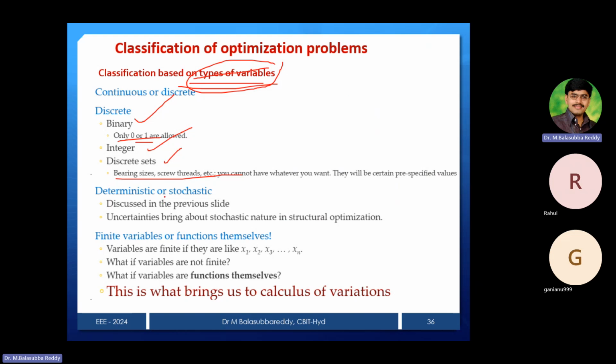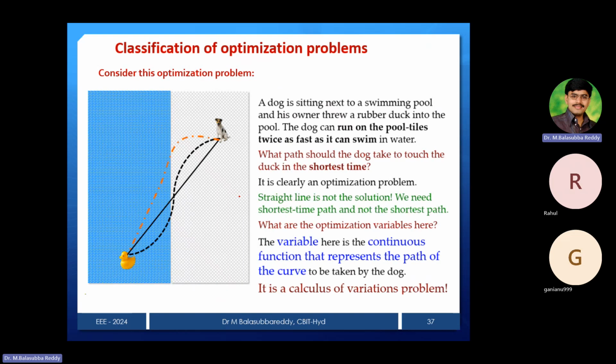And deterministic or stochastic. Deterministic we discussed in the previous slide also, and there are uncertainties that bring about stochastic nature in the structure of the optimization. Finite variables are functions themselves. We can observe that variables are finite if they are x1 and x2 and so on. What if variables are not finite? Then there is a different kind of classification.